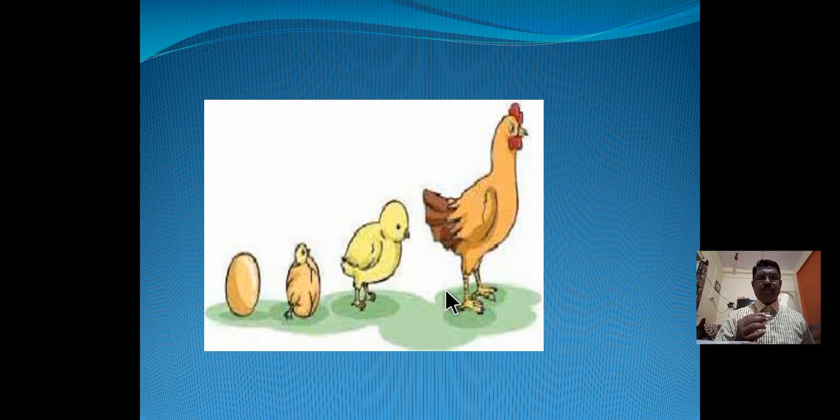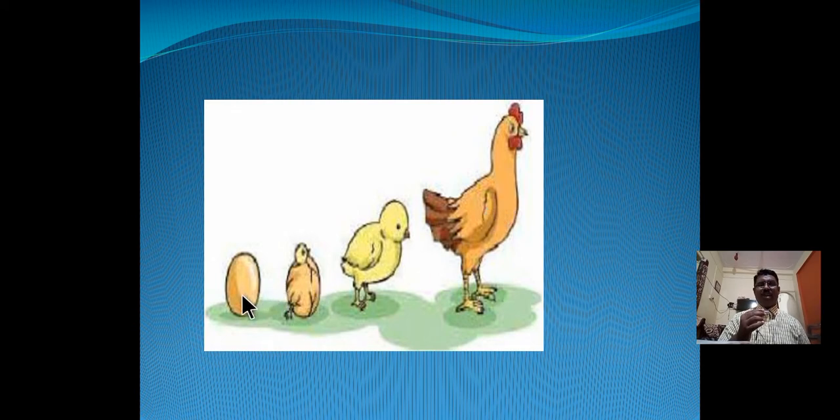The picture itself indicated the egg is hatched and baby chicken is coming out. The chicken baby, and this is the mature chicken, we can say as hen or cock.